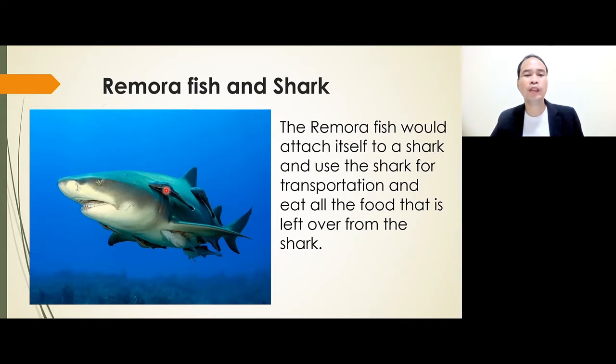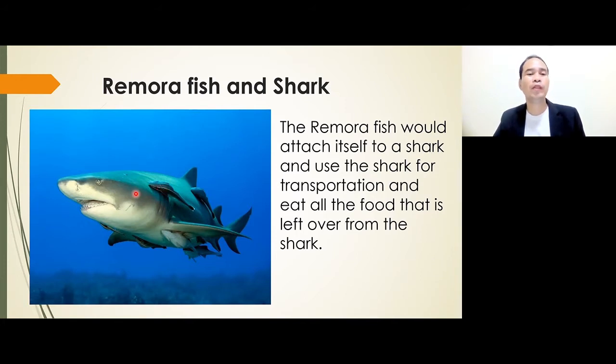The remora fish needs the help of the shark to survive. The remora fish gets all the food they need from the shark. Whenever the shark kills any sea creatures, the remora fish will eat the meat that is left. And whenever the shark moves, the remora fish will just ride along and get free transportation.